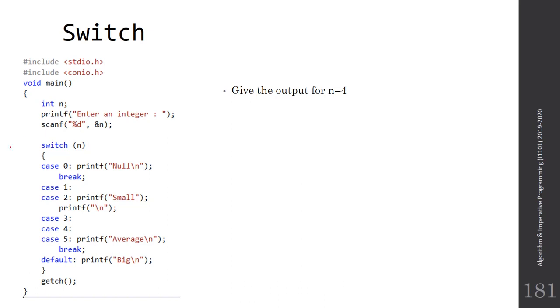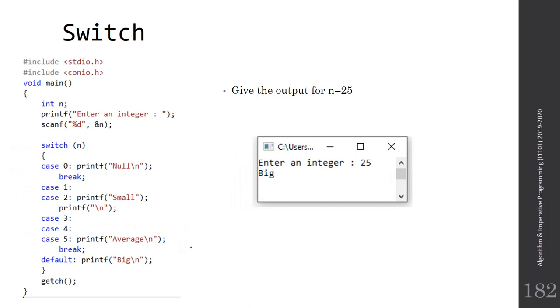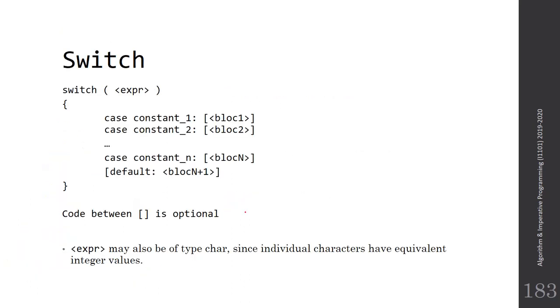So what about 4? So the user enters 4. Switch 4. 0, no. 1, no. 2, no. 3, no. 4, yes. There's nothing here. Again, I'll print average, and I have a break. So on the screen we'll see just average. 25. No, there's no animation here. So 25, there's no 25 here. So we'll arrive at default, and we'll print big, and this is it.